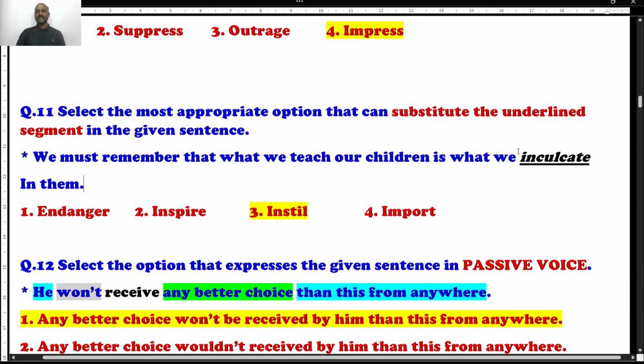Then what do you mean by inculcate? Inculcate is nothing but to filling.